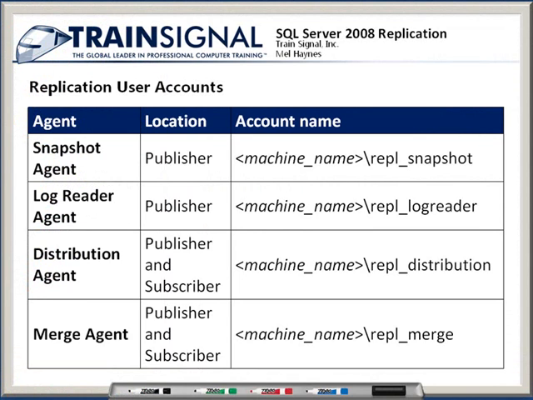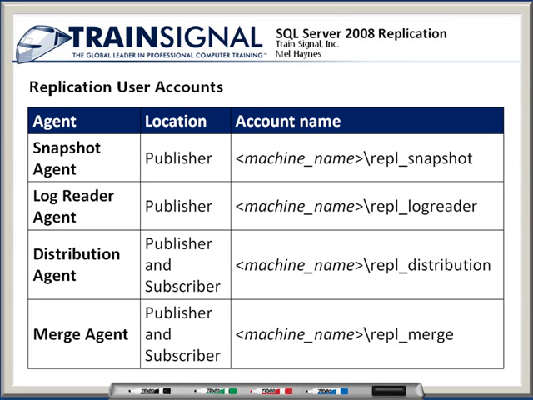Looking at our replication user accounts again. There are 4 accounts that you can create for replication. And I say can because there's no rule that says you can't create one just general repl_user or whatever you want to call it, but one account for all 4 agents. You can get a little bit better control, a little more fine-tuning of your security by creating a separate account for each service. So I'm going to walk you through it that way.